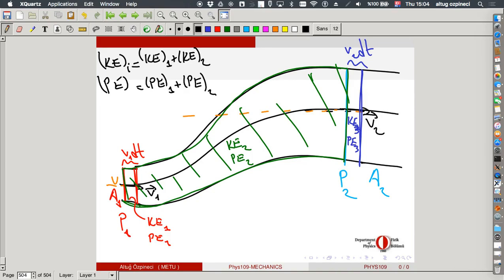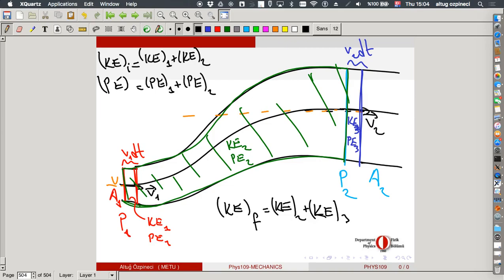The liquid is flowing, everywhere is filled with fluid. So as the fluid over here flows into this green region, there will be other fluid filling this volume, but I don't really care. I'm just looking at a specific amount of fluid as it is flowing. So when my fluid has moved by this V1 delta T over here and V2 delta T over there, the final kinetic energy of my system will be kinetic energy 2 plus kinetic energy 3.